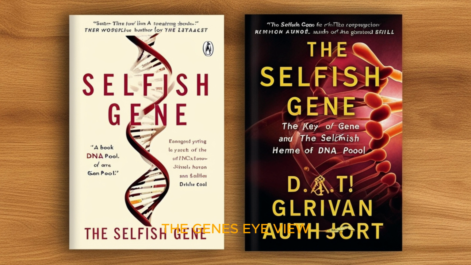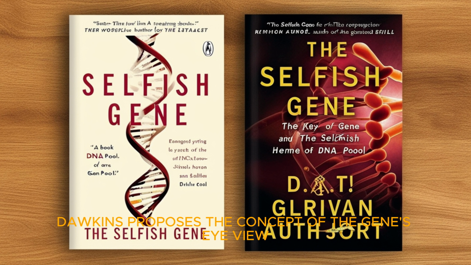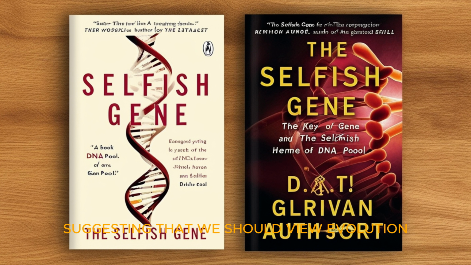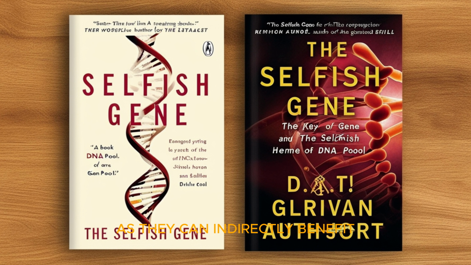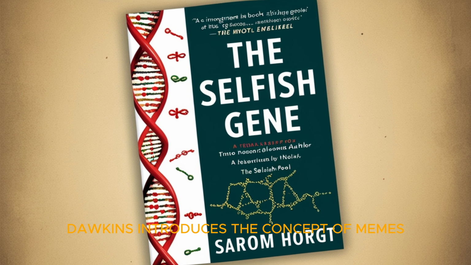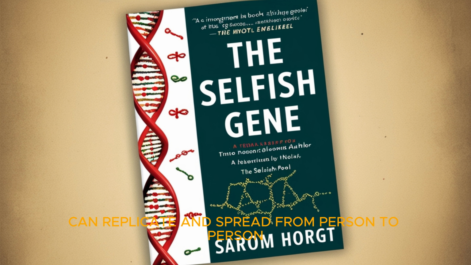The gene's eye view. Dawkins proposes the concept of the gene's eye view, suggesting that we should view evolution from the perspective of a gene rather than from our own human perspective. Altruism and cooperation. Dawkins explains how seemingly altruistic behaviors can be explained from a gene-centered perspective, as they can indirectly benefit the genes of the altruist. Memes, replicators of culture. Dawkins introduces the concept of memes, units of cultural information that, like genes, can replicate and spread from person to person.